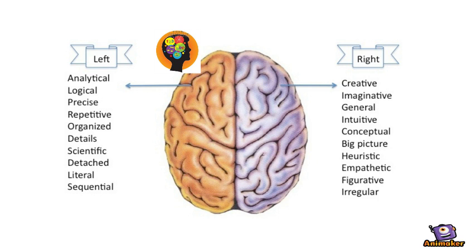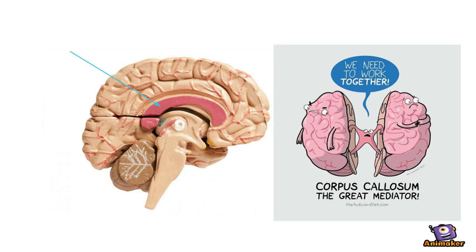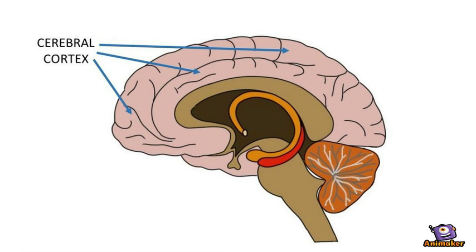The left hemisphere is for language and logic tasks, and the right is for spatial and creative tasks. The two hemispheres are split by the corpus callosum, which allows the two sides to communicate. The brain consists of 4 different lobes of the cerebral cortex, which is the most developed part of our brain, thinking, understanding, and producing language.